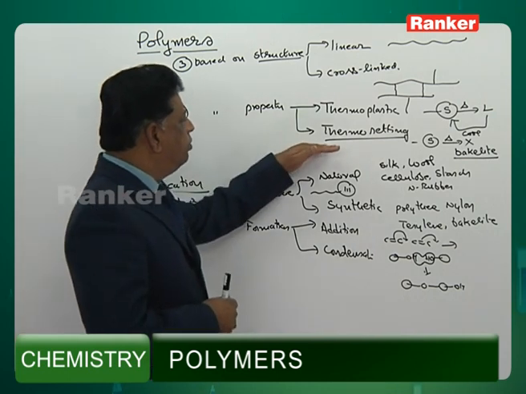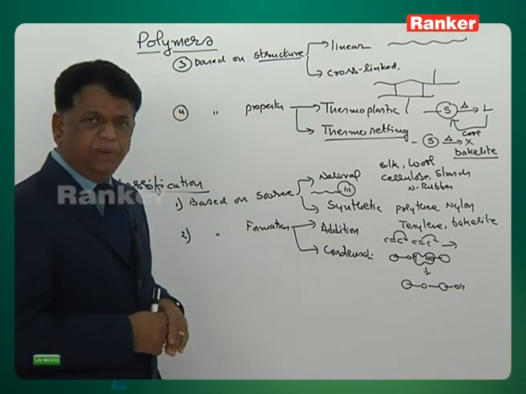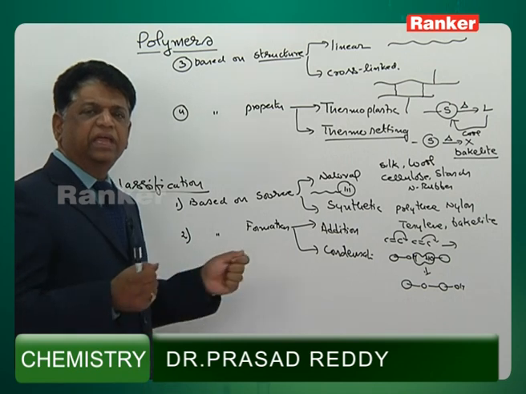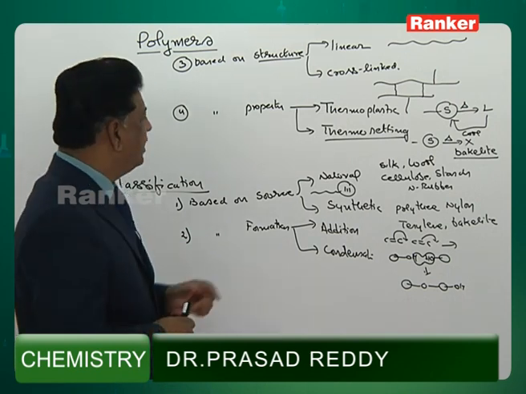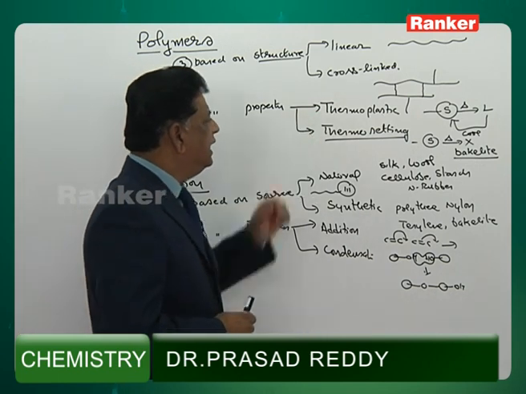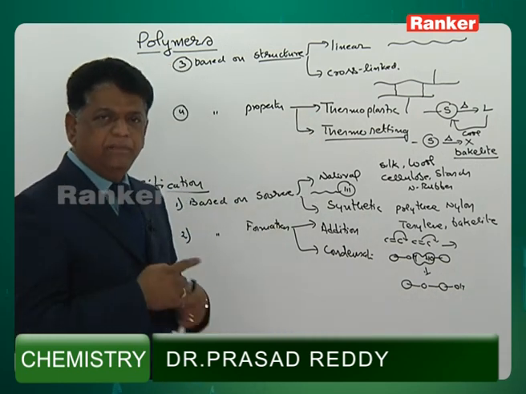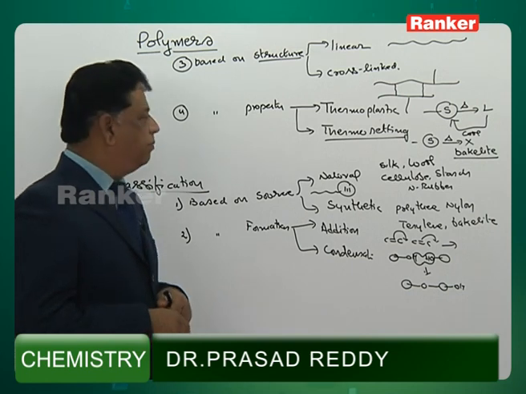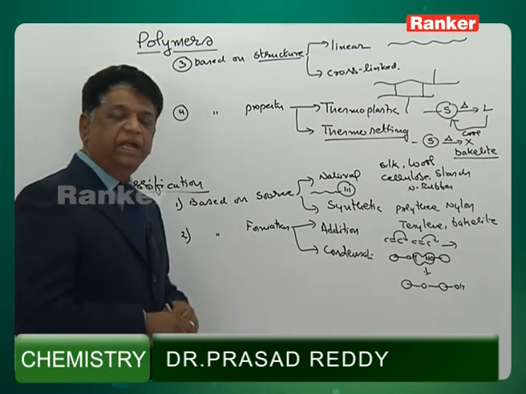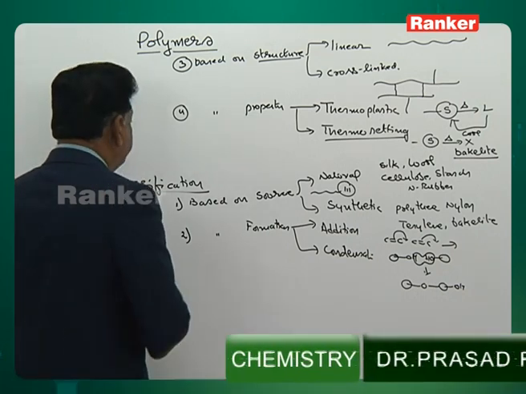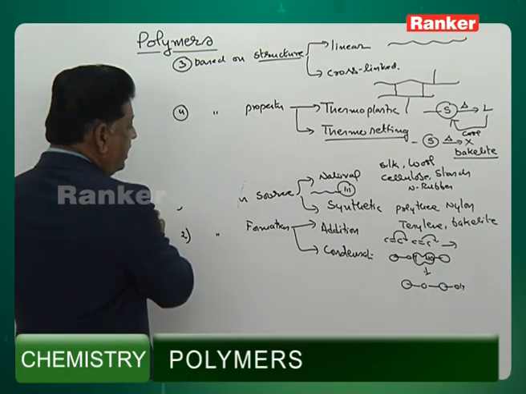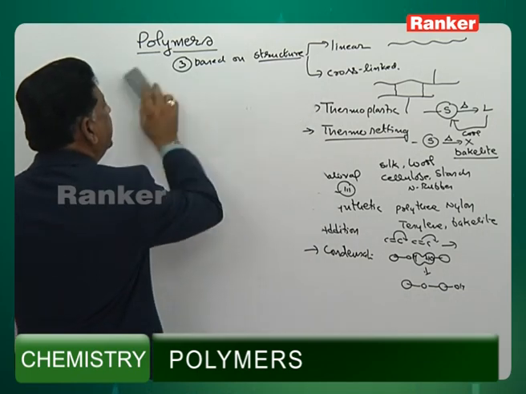We can have two more classes, like elastomers, where some polymers have an elastic property, and also fibers. Two more classes can be taken, but basically they are divided into two types based on this recyclization property. These are the four different varieties of classification: based on the source, formation, structure, and property.